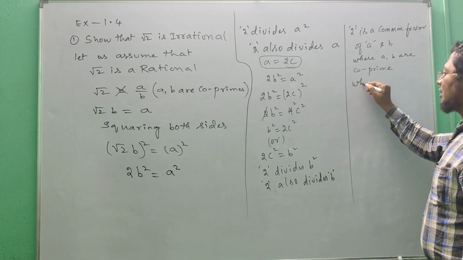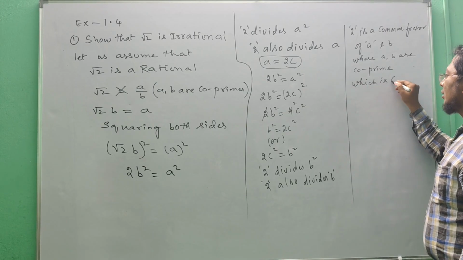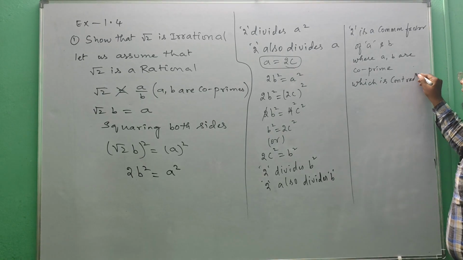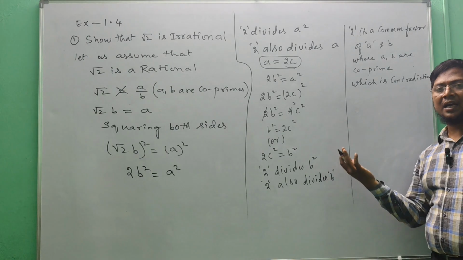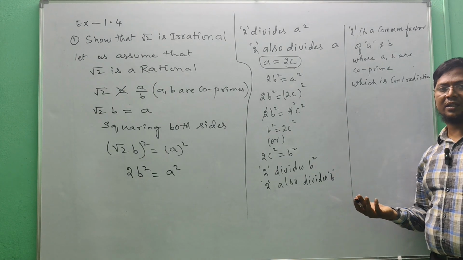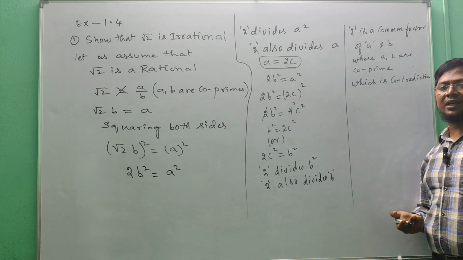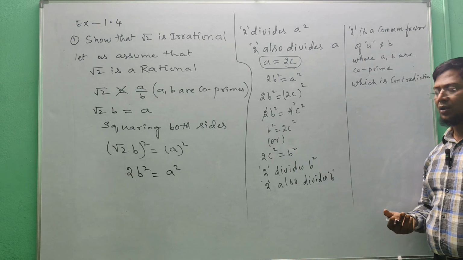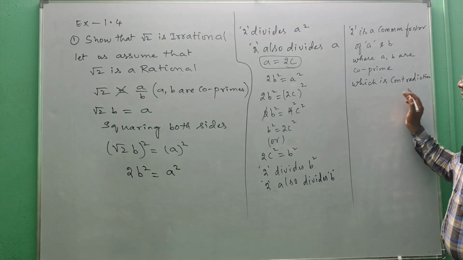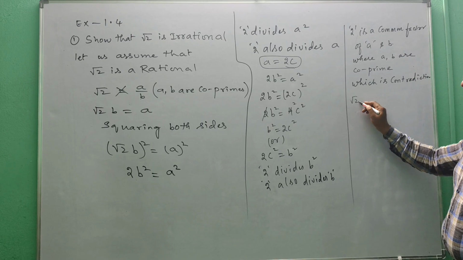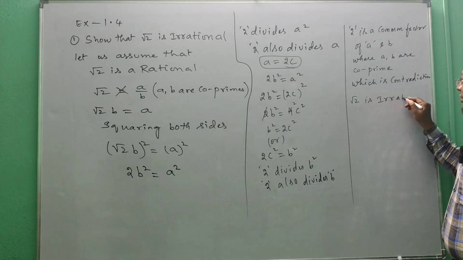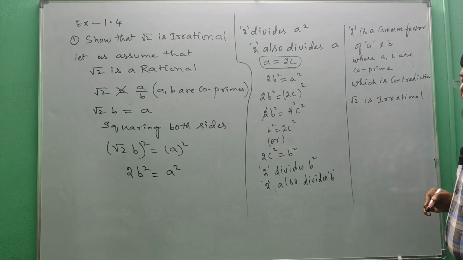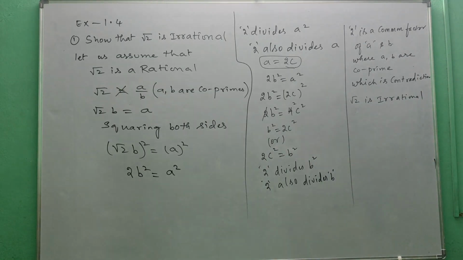which is a contradiction. Which means what? If both are co-primes, it doesn't have any common factor other than 1. But here we observe that it has the common factor 2, which is a contradiction. Which means root 2 is not rational. Root 2 is irrational. Please copy this answer.